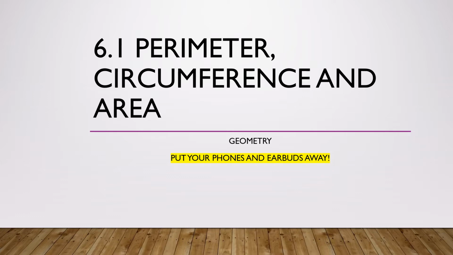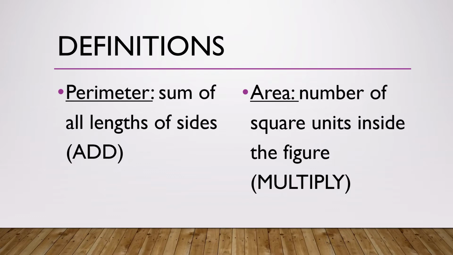So we are doing 6.1 perimeter, circumference, and area today. Our definitions here: the perimeter is the sum of all lengths of the sides, and we are going to add here, and it's usually always the outside of the figure. The area is the number of square units inside the figure, and most of the time you're going to multiply, and this is always obviously inside.